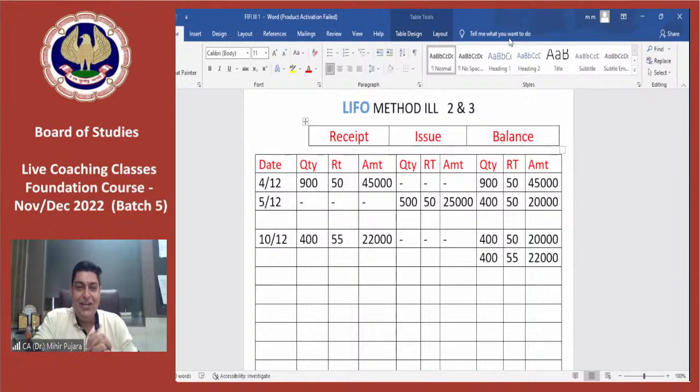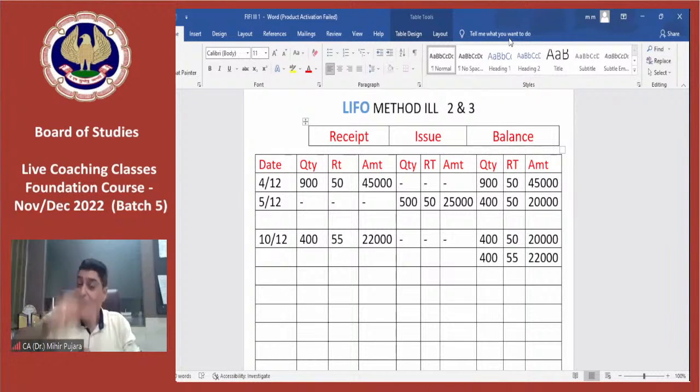Why are we using these methods? What is the reason? I am talking about both FIFO and LIFO methods. What do we get from them? What is the difference in both? Yes, these methods are used to decide issue price. To decide issue price.